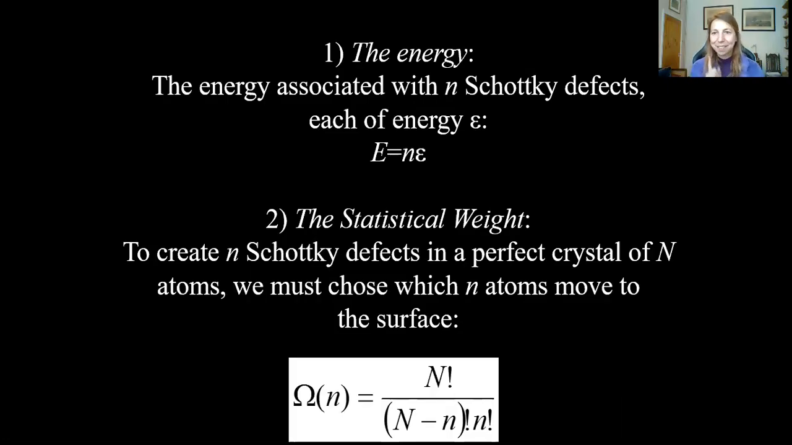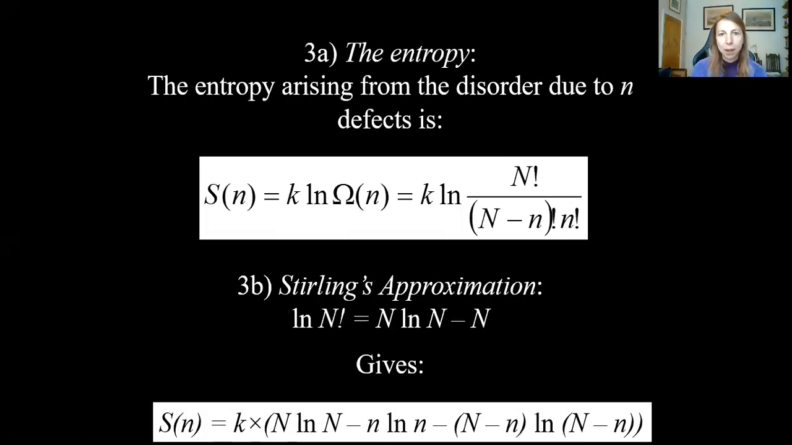Now we've got the statistical weight. Of course, we can calculate the entropy using Boltzmann's formula. So here we go, we can write down the entropy. The entropy associated with little n Schottky defects is k, Boltzmann's constant, times the log of the statistical weight associated with these little defects. And we can write that down here.